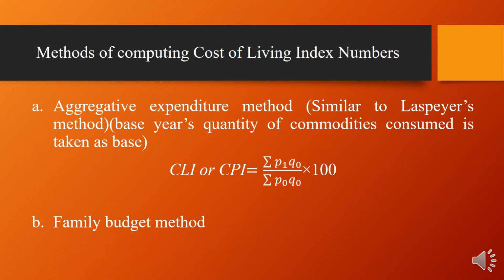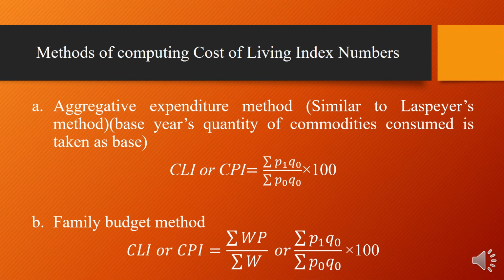The second method is the family budget method. Here the formula is: CLI, that is consumer living index or consumer price index, is equal to summation WP divided by summation W. W means weights and P means the price. The other formula is summation P1 Q0 divided by summation P0 Q0 into 100. If you look at the second formula, the family budget formula is nothing but the formula we have used in the previous method. Therefore both the methods are identical.